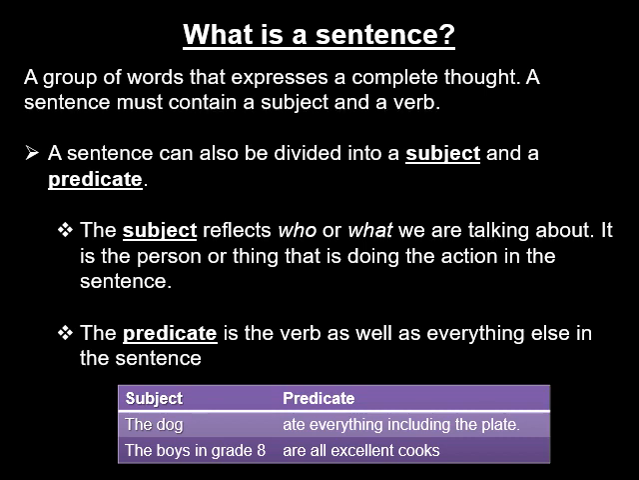The boys in grade 8 are all excellent cooks. So here we find the finite verb are. Remember, not all verbs are doing words. We have other verbs. One way of speaking of them is the being words. So are. Who or what are all excellent cooks? The boys in grade 8. So there is your subject. And then the rest falls into the predicate.